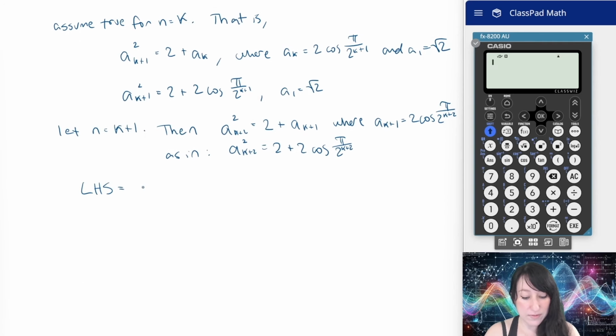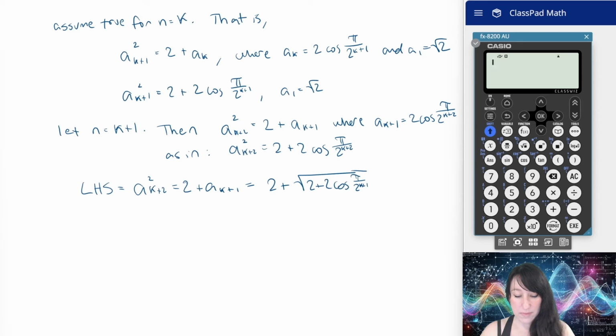So our left-hand side, a_(k+2) squared, by the definition of the relation, is equal to 2 plus a_(k+1). Now, according to our assumption, that would equal 2 plus, now in our assumption, a_(k+1) is squared, so I'll have to write the square root of 2 plus 2 cosine of pi over 2 to the k plus 1. Maybe what's inside that square root reminds you a little bit of the double angle identities for cosine. So let's take a look.